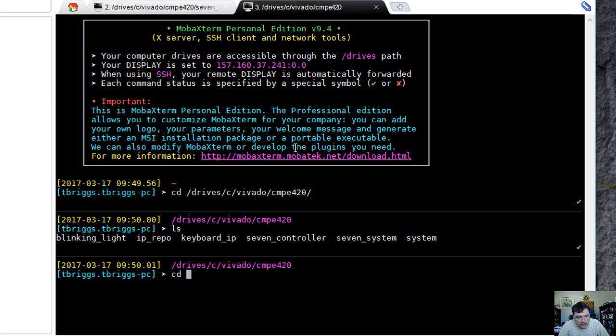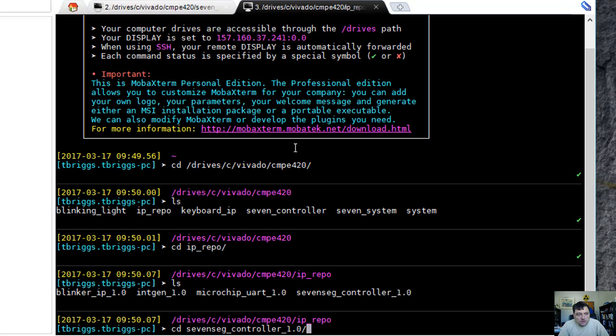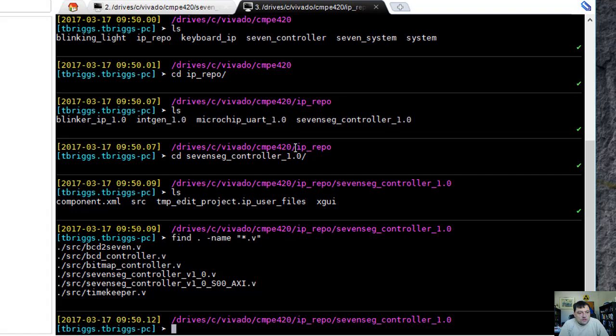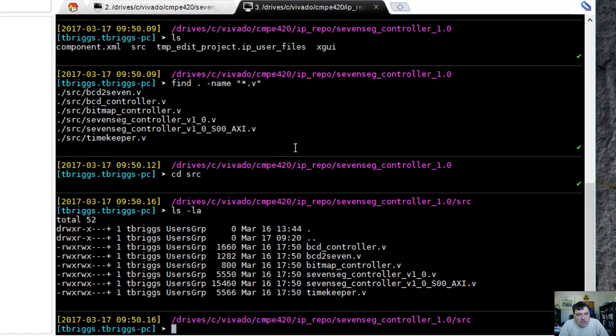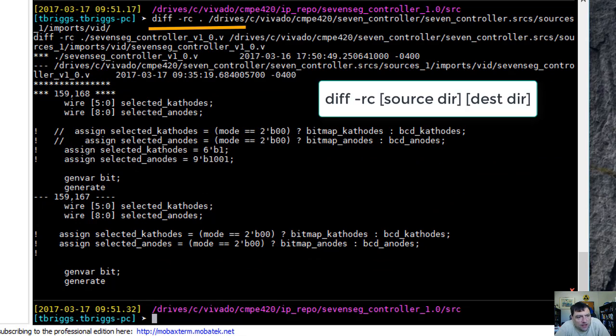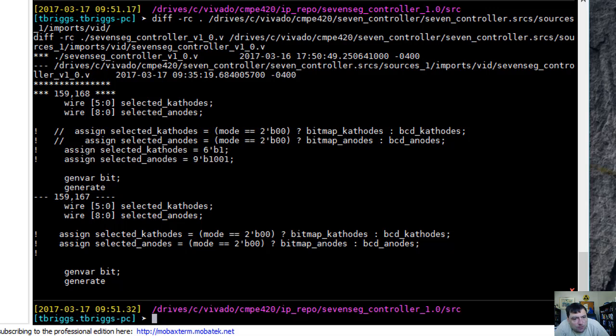It's a great way to get all the Unixisms that you like under Windows. If I take a look at the IP repo, and I go into the 7 seg controller and look for all my Verilog files, I see that there's a pile of source files in there. And if I were to look at the differences between these guys, there we go, we can add some context to it. This is the only change, and that change was in the top level where we fixed that hard-coded value. So theoretically, I should be able to move this file over into my main project now and rebuild.